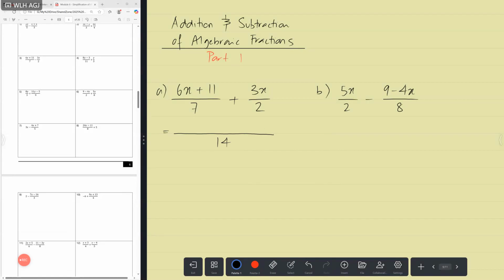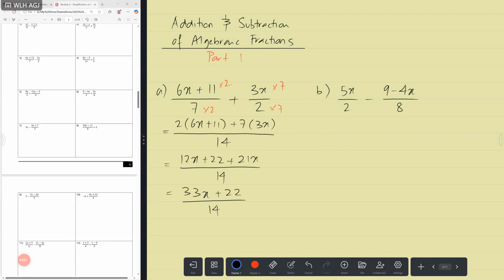Listen up. Inside your head, you need to times by 2 here, times by 7 there. No need for you to write all these things, but this is for you to see. So when you times 2, you have 2 bracket 6x plus 11, plus 7 multiplied by 3x. Expand and simplify, you get 12x plus 22 plus 21x, the whole thing over 14. Therefore, simplifying, you have 33x plus 22 over 14. This is what you will get for your answer.